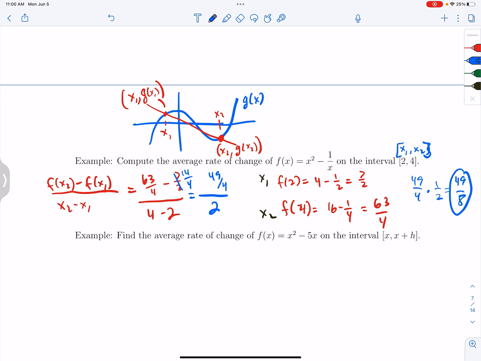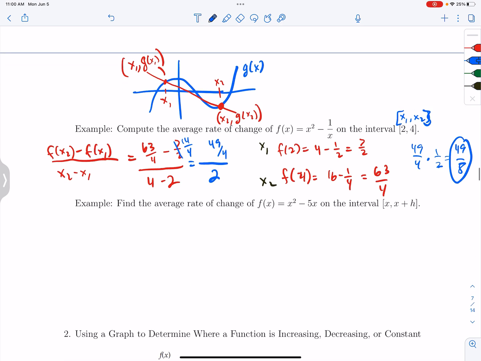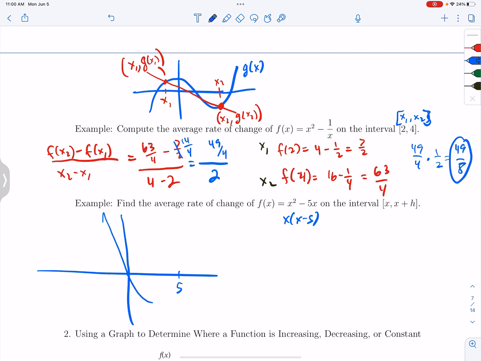Okay, and then the last one, find the average rate of change for the function x squared minus 5x on the interval x, comma, x plus 5. Okay, so this is a little bit more abstract. Let's say the function, so what do we have? We have a parabola. If I factor this, I'm going to pass through 5 and 0. So my graph is going to look something like this, let's say.